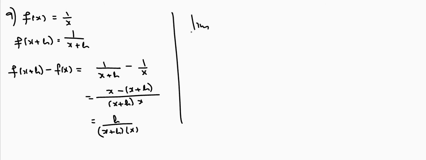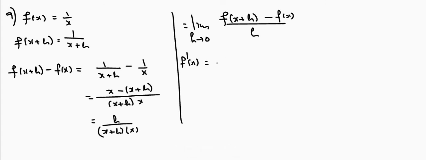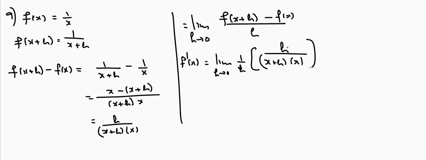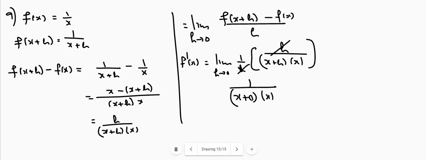Formula is limit h tends to 0, f of x plus h minus f of x whole divided by h. We can write f dash x is equal to limit h tends to 0, 1 by h into f of x plus h minus f of x, which we found as minus h by (x plus h) into x. Then h will get cancelled. Just apply the limit: minus 1 by (x plus 0) into x, which is equal to minus 1 by x square.